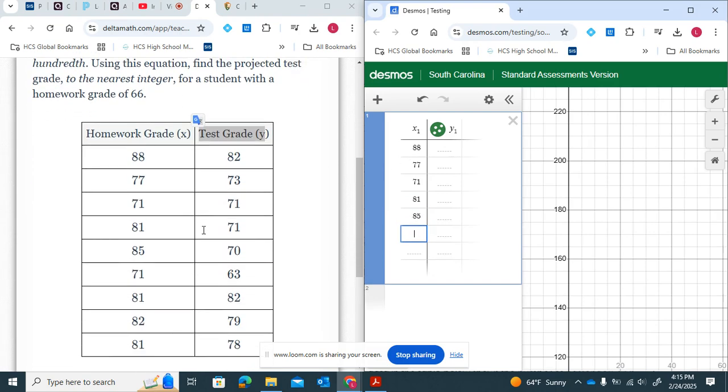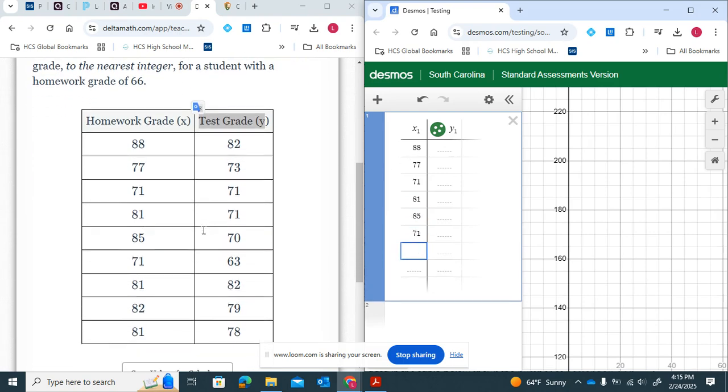We scroll down, 71, 81 again, 82, and 81 again. So 1, 2, 3, 4, 5, 6, 7, 8, 9. Okay, so I typed them all in for my X values, and my Y values would be 82, 73, 71, 71, 70, 63, 82, 79, 78. So I typed in all my data.